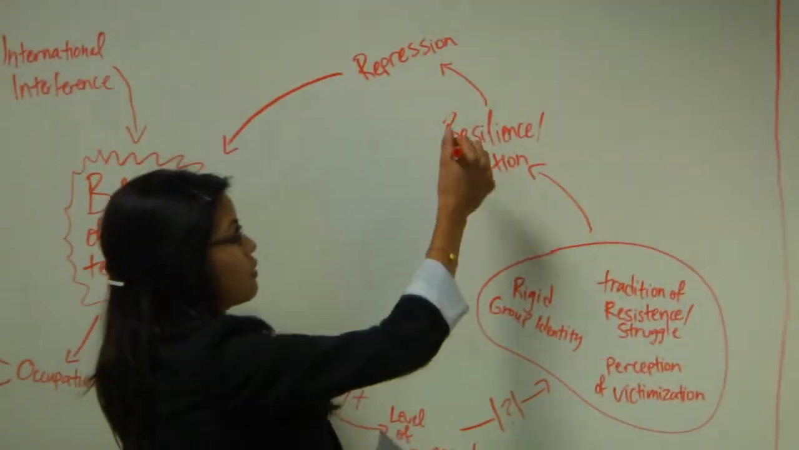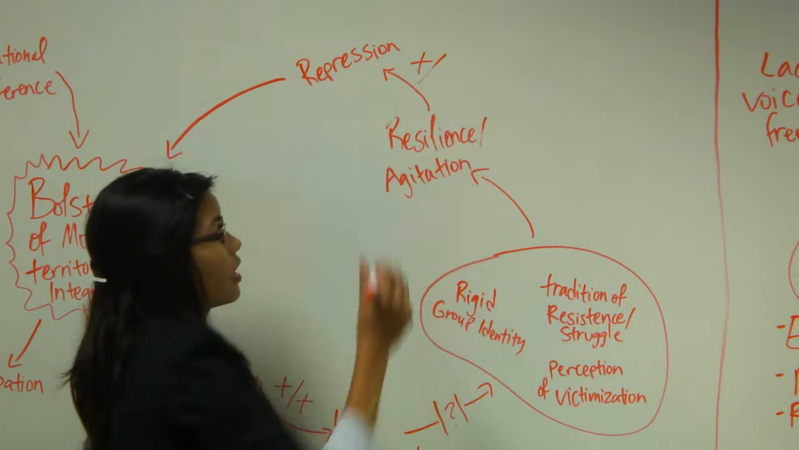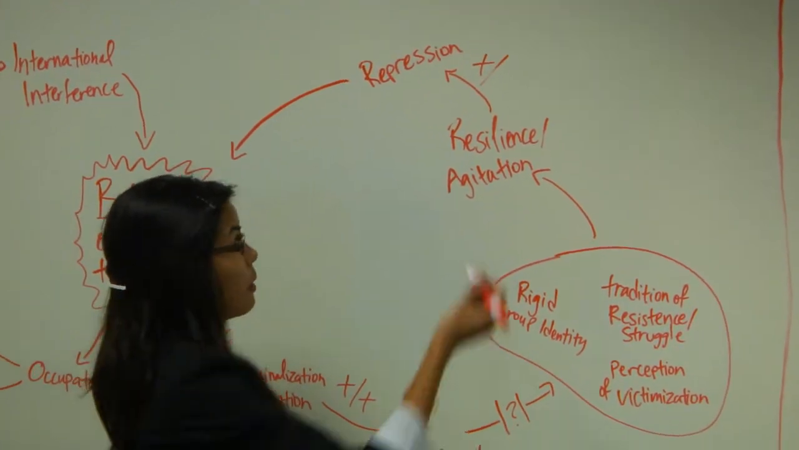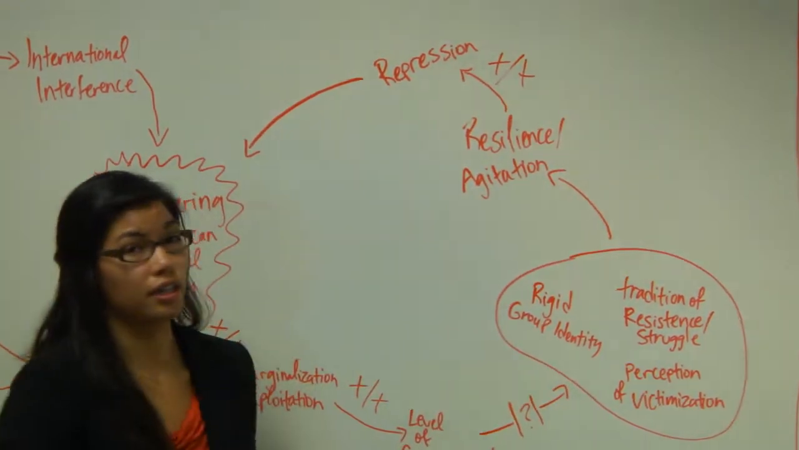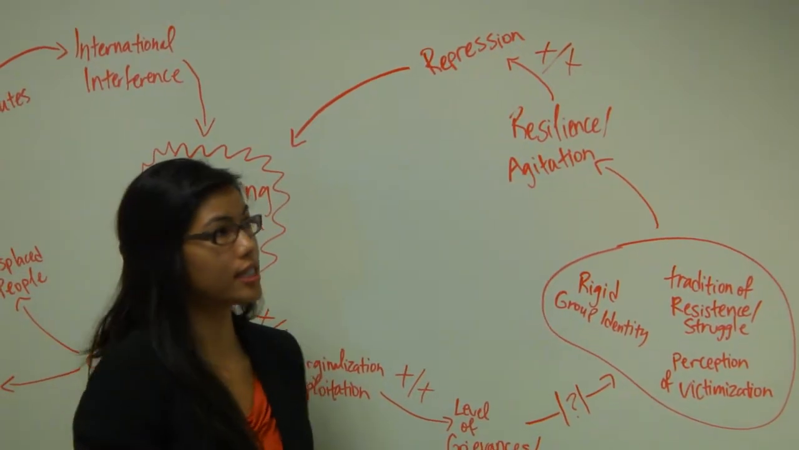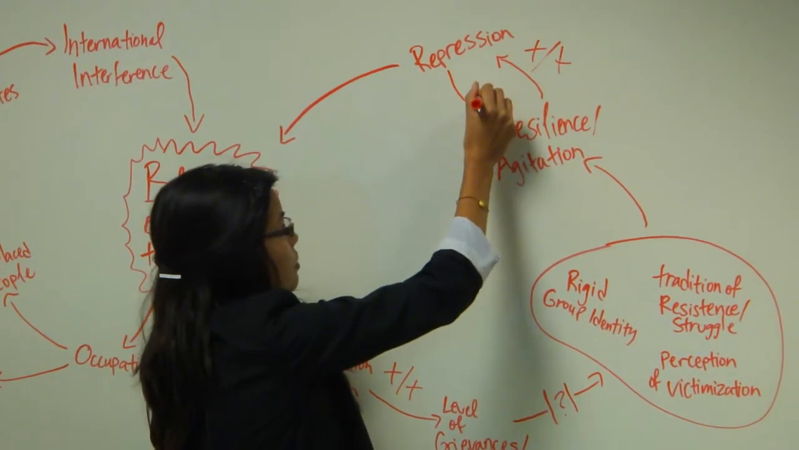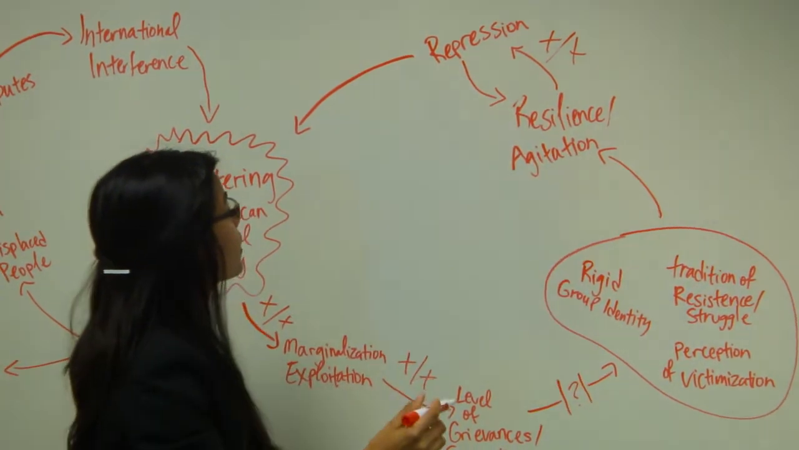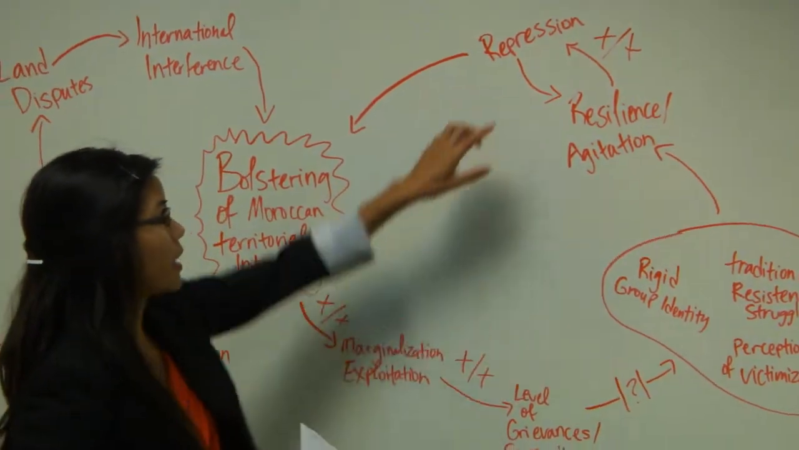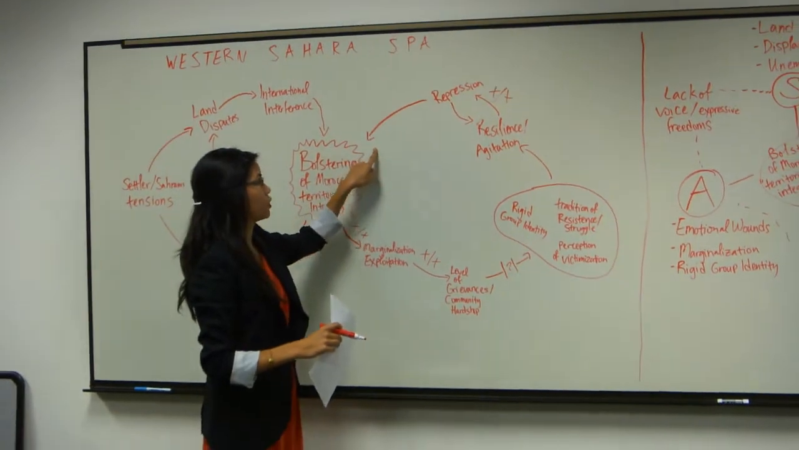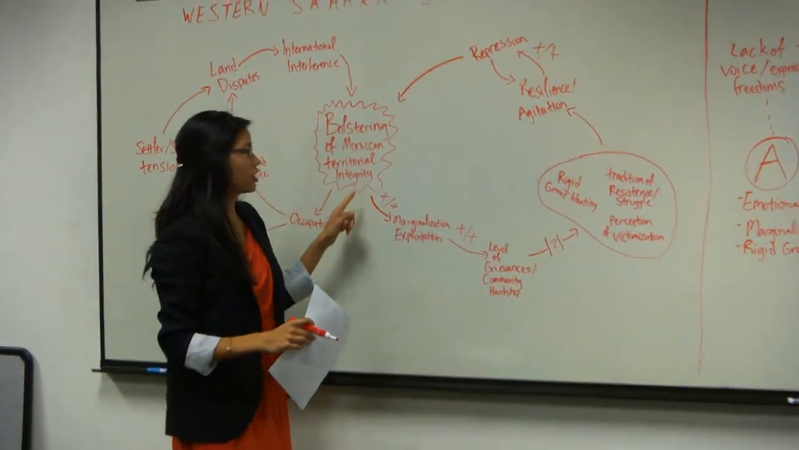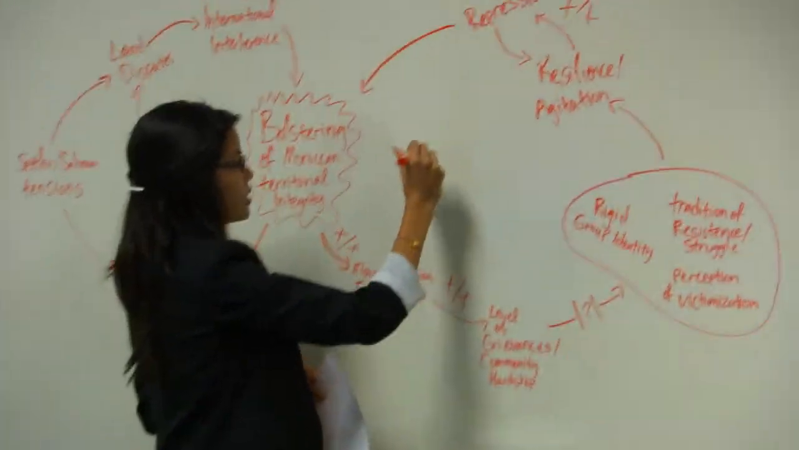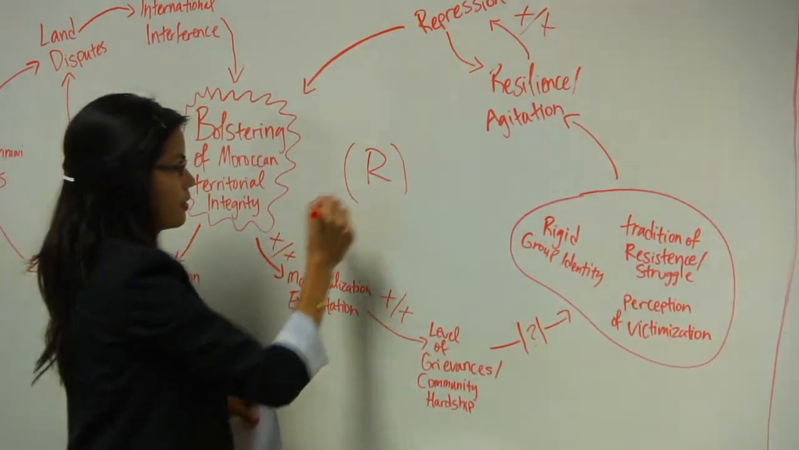However, the more resilience and agitation that is expressed or struggled to be expressed by the Sahrawi population, the more the Moroccan government represses these movements. And the more they're repressed, the more agitation occurs. So this is sort of a loop here as well. But ultimately the repression leads to an even stronger assertion of that Moroccan territorial integrity. So this whole loop here is quite reinforcing.